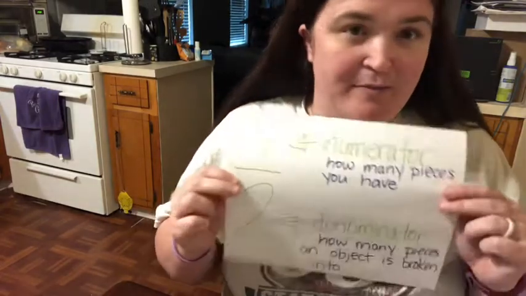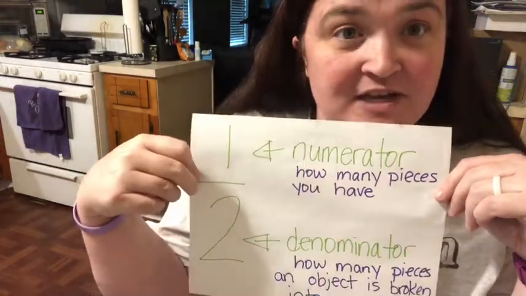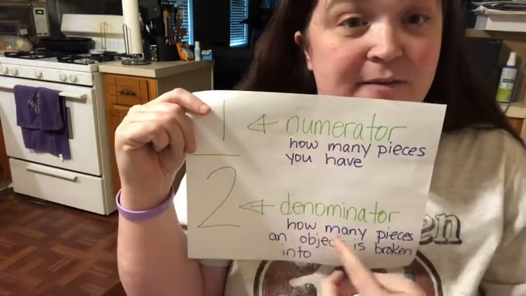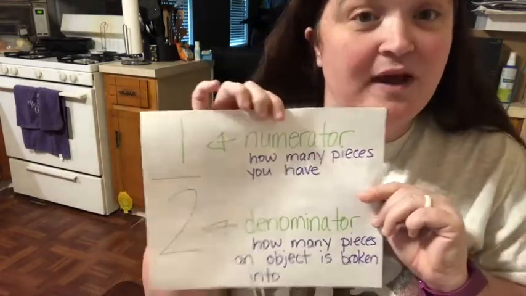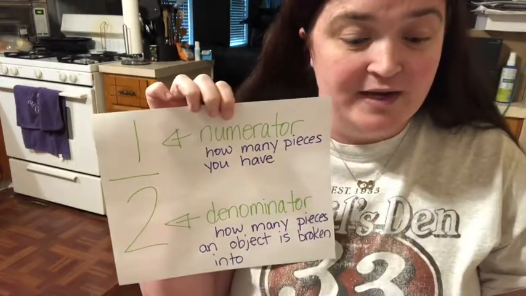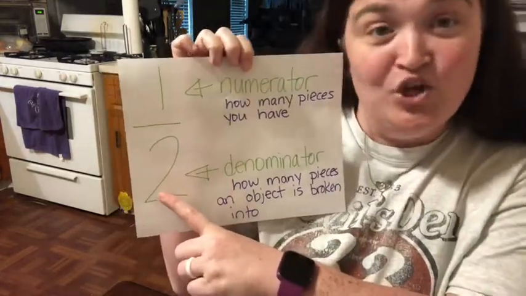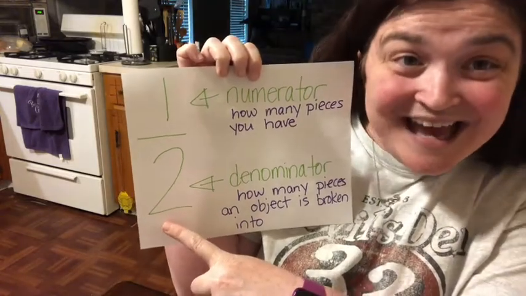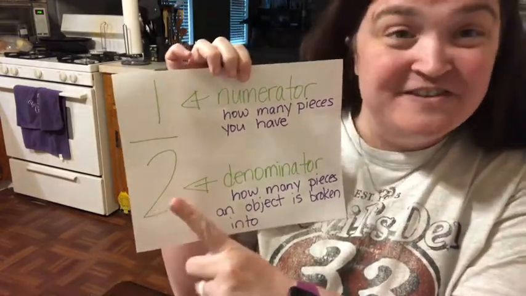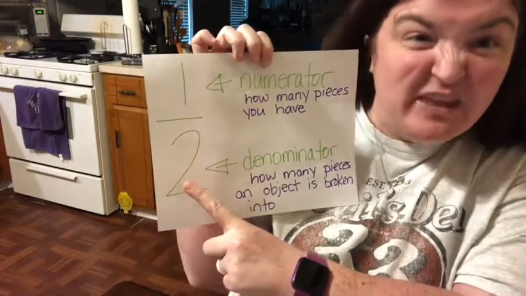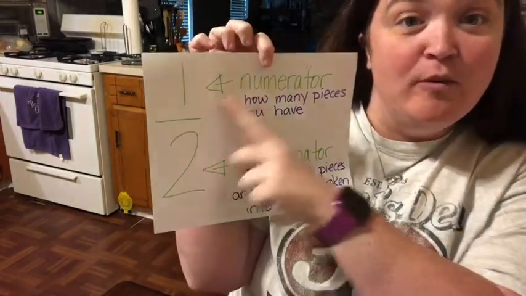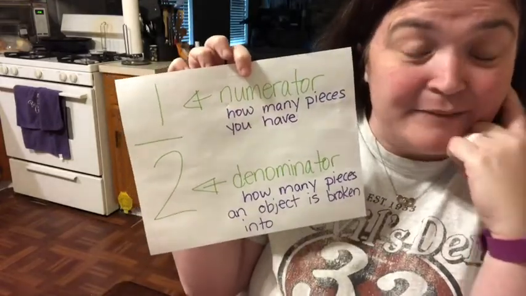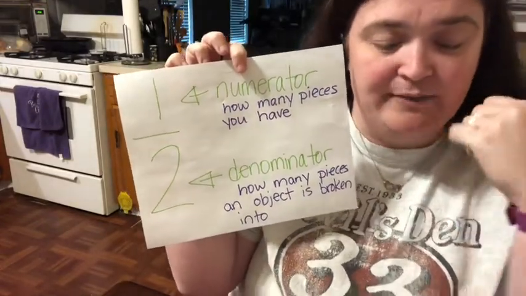Let's go back to this paper right here. A fraction has a numerator and a denominator. The denominator is important because it tells you how many pieces the object has been broken into. So if it has a 2, that means there's 2 pieces. If this was an 8, 8 pieces. If this was a 53, 53 pieces. And the numerator tells me how many pieces I might have in my hand, or I might be talking about.